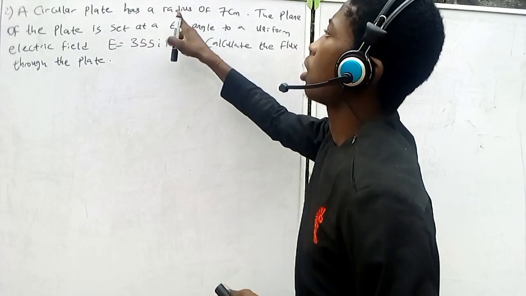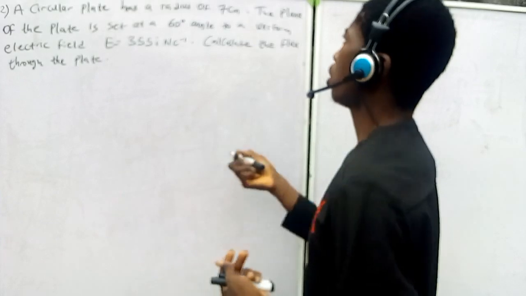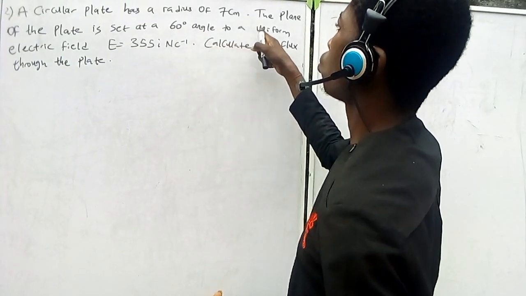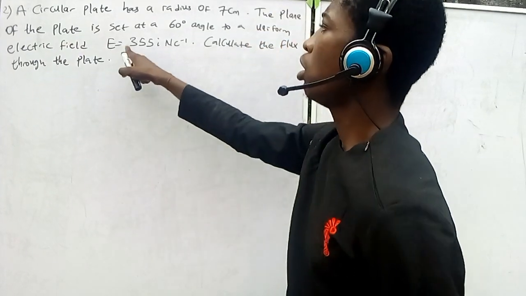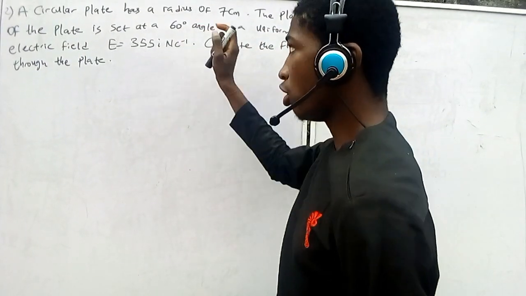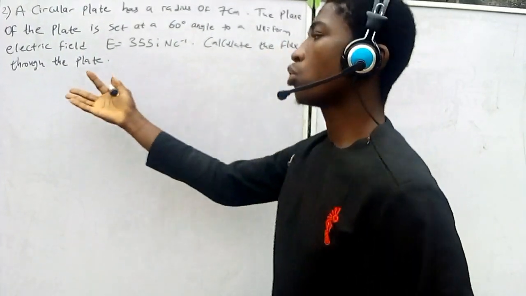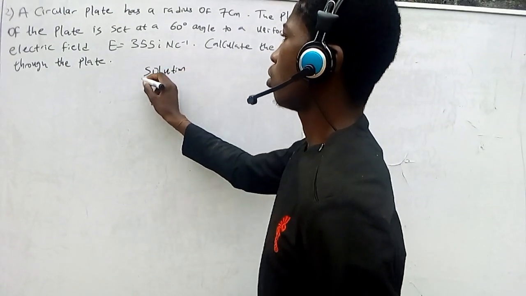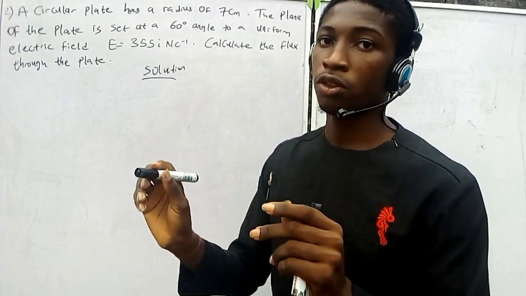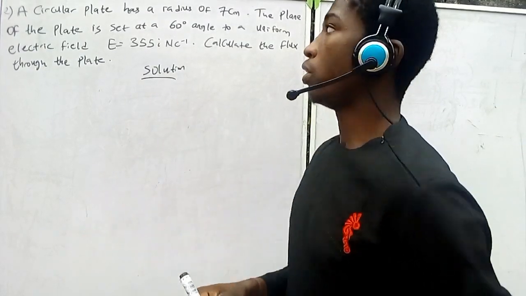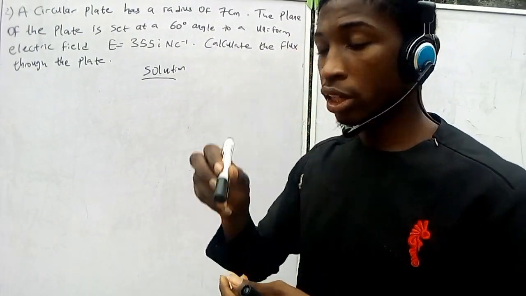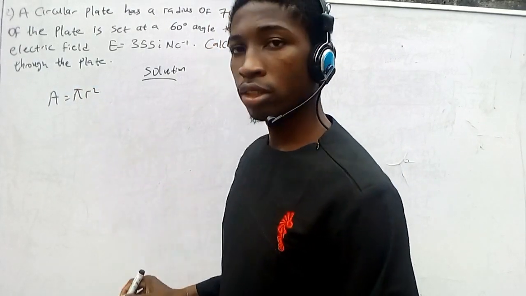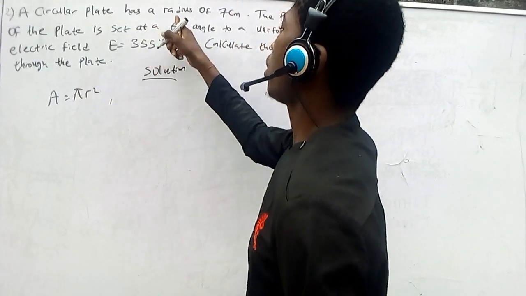A circular plate has a radius of 7 centimeters. The plane of the plate is set at a 60 degrees angle to a uniform electric field E equals 355 i Newton per coulomb. Calculate the flux through the plate. Very simple. So this is the solution. A circular plate. They have given us the shape, so we can find the area. The area of a circle is pi r squared.